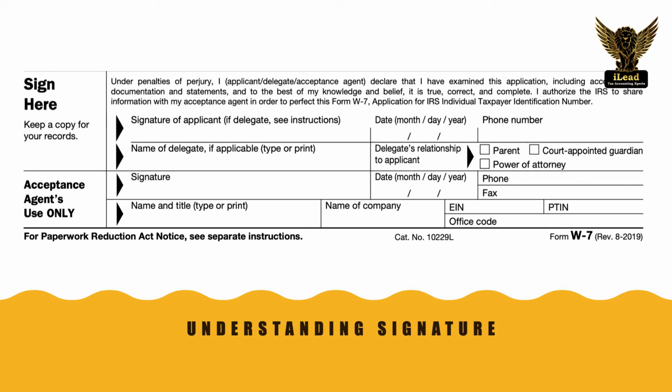Then acceptance agent use only. In case you are filing your ITIN using a certificate of accuracy, then the acceptance agent will fill it. He'll put his signature, the date you're filing the form, his phone number, his fax, his PTIN, preparer tax identification number, then his firm's EIN, employer identification number, then the name of the company, let's say iLead Tax LLC, and the name and title of the person, for example Nanda Kumar KV.